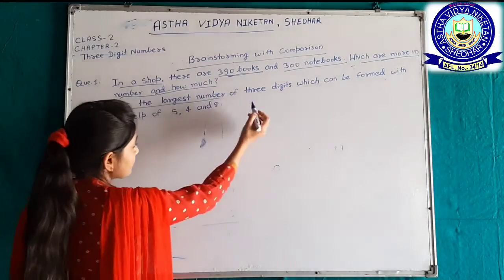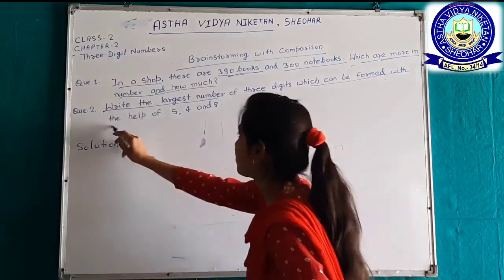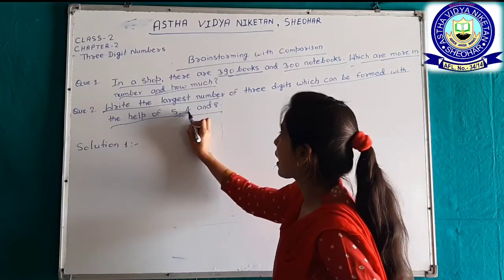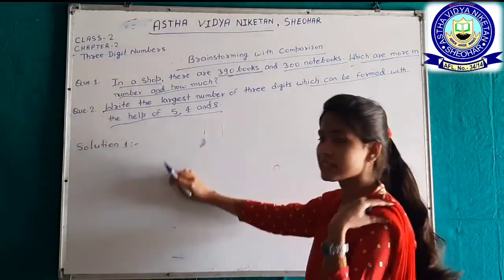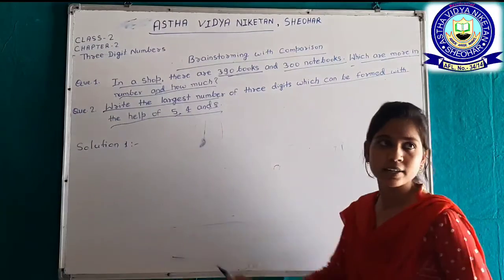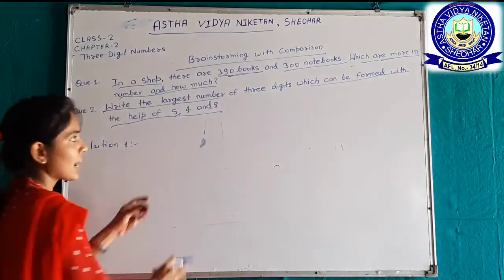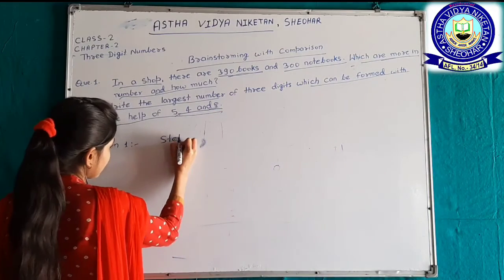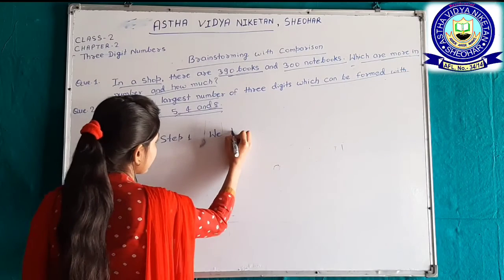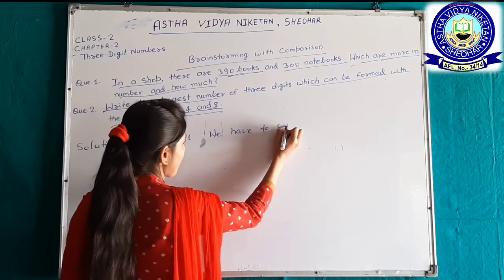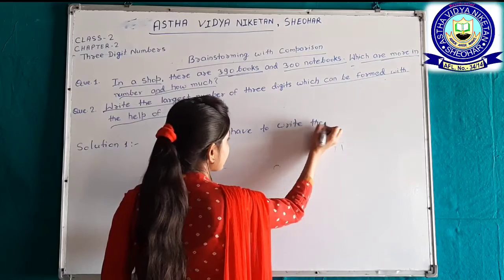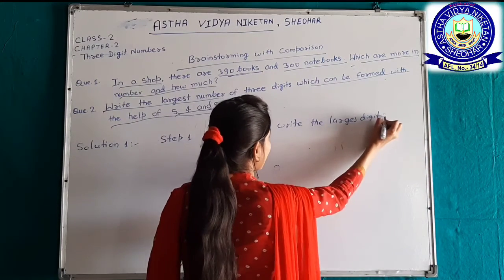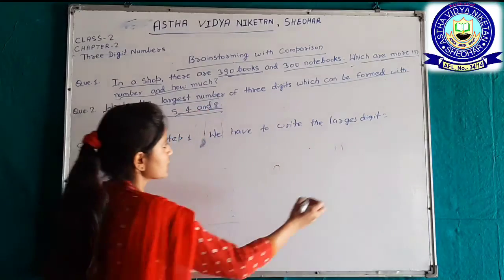Write the largest number of 3 digits which can be formed with the help of 5, 4 and 8. You have to form new numbers with the help of these digits 5, 4 and 8. That will be the largest number that can be formed by 5, 4 and 8. First of all, step 1, we have to write the largest digit of this series. Which one is the largest digit? 8 is the largest digit of this series.